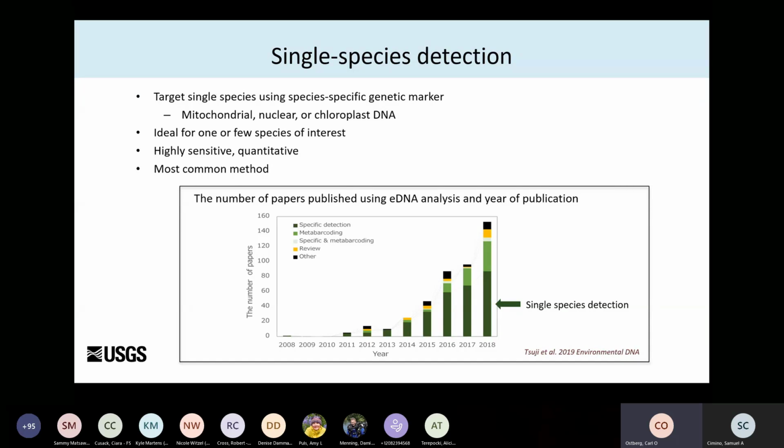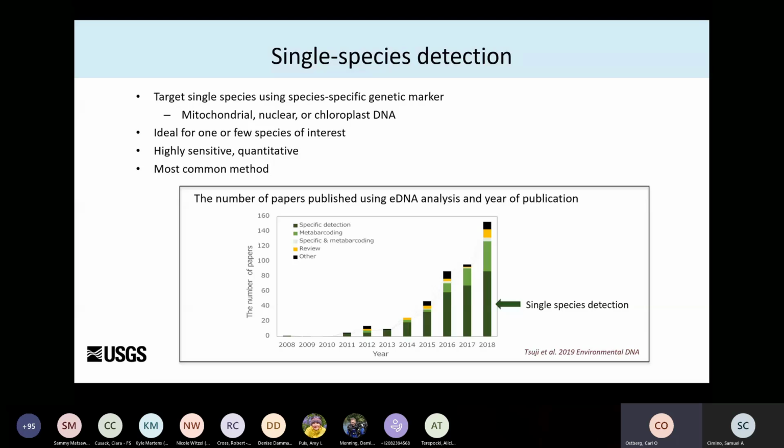And so single species detection methods are ideal for cases where there's one or a few species of interest, and they can be highly sensitive and quantitative. And they're the most commonly applied eDNA method, as shown in this graphic. This graphic shows the number of papers published using different eDNA methods and the year of publication up to 2018. So you can see that single species detection methods are taking the lion's share.